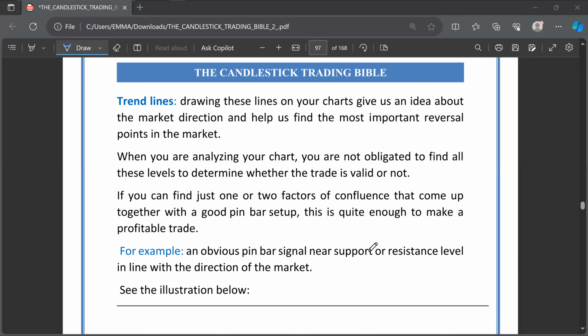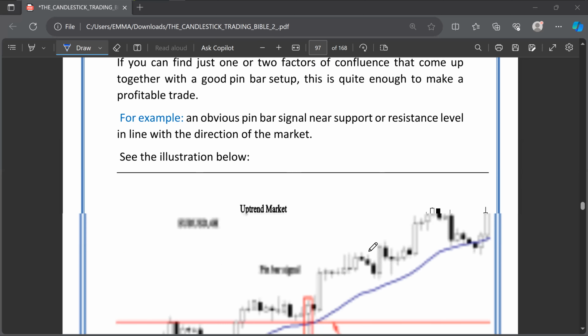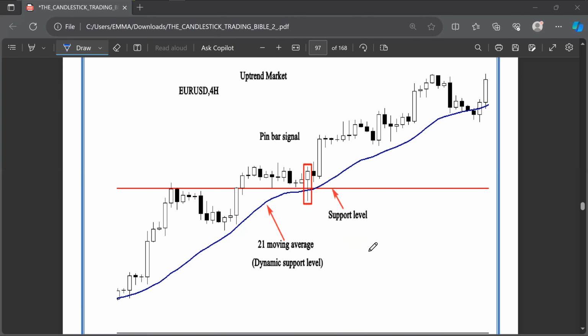For example, an obvious pin bar signal near support, right? Pin bar near a support or resistance level, in line with the trend, in line with the direction of the market. So if it's at the resistance level and it's a bearish one, you can sell. If it's at the support level and the pin bar is formed, depending on the type of pin bar formed there, then the market will buy. So let's have a typical look.